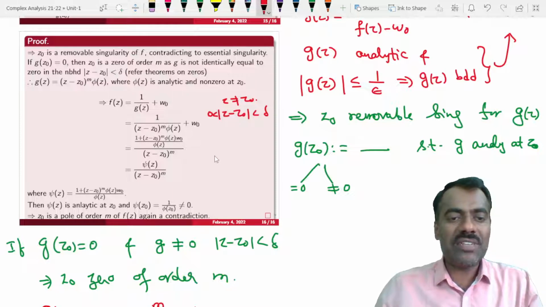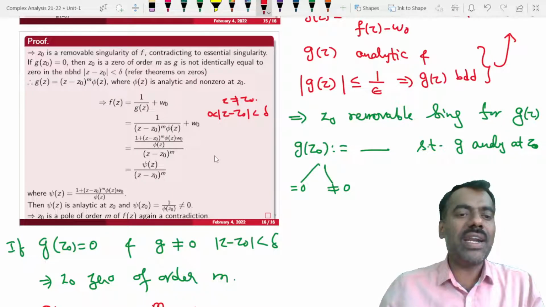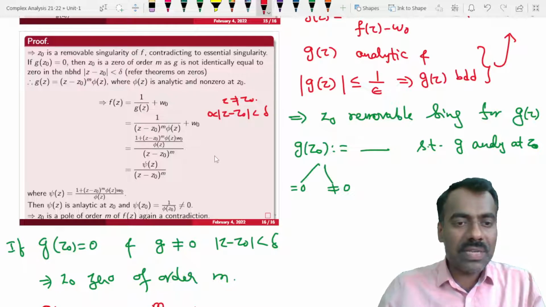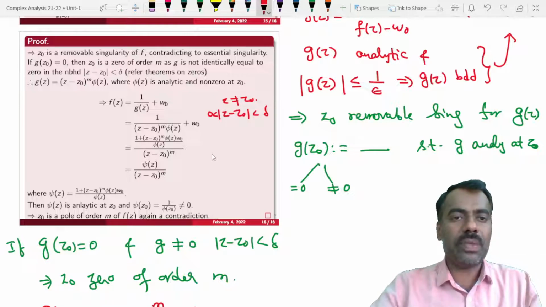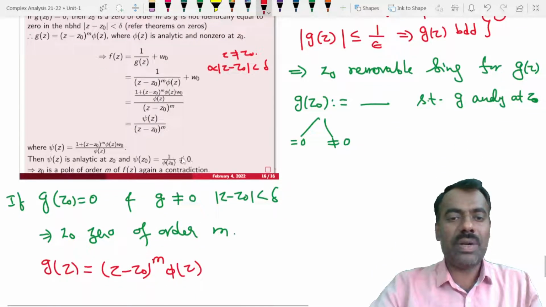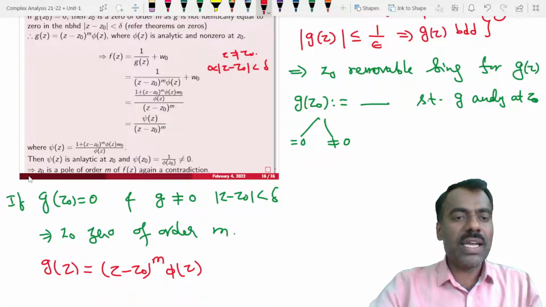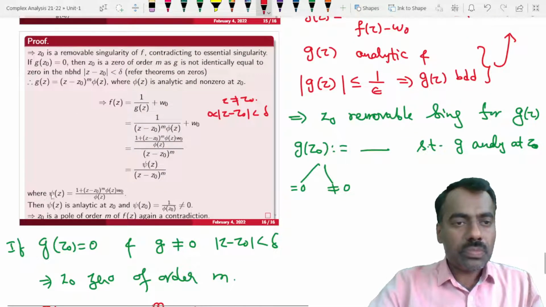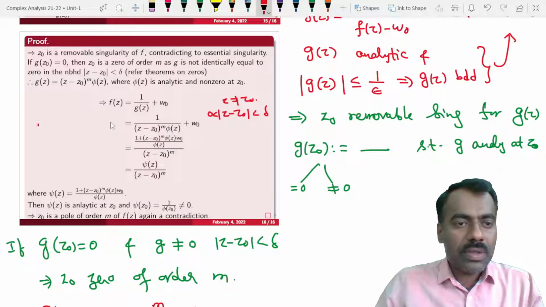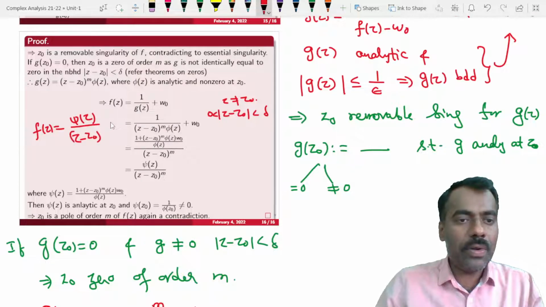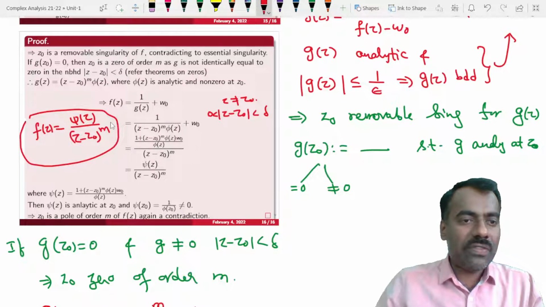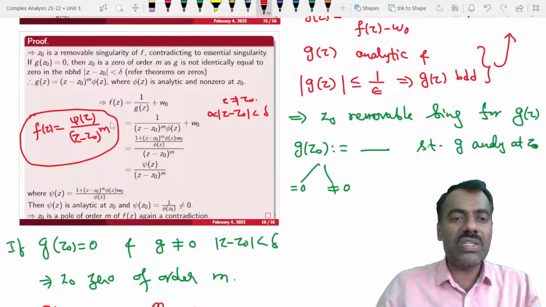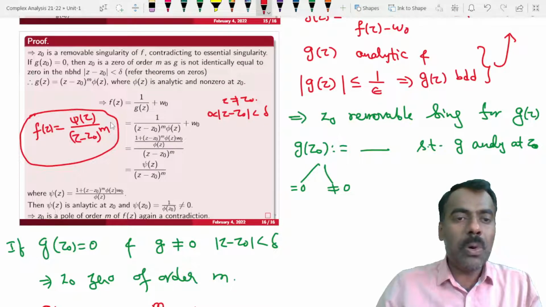Then you can check that psi of z is analytic at z naught, and psi of z naught, which is simply this term, will be non-zero. 1 by phi of z naught we know is non-zero, because phi of z is analytic and non-zero at z naught. So we are able to express f of z as psi of z upon (z minus z naught) to the power m, where psi is analytic and non-zero at z naught. Therefore z naught will become a pole of order m.